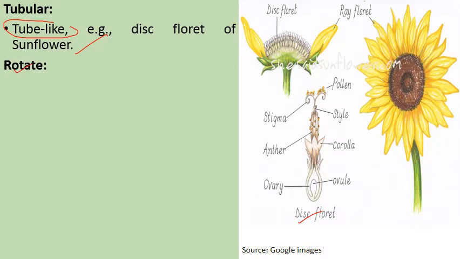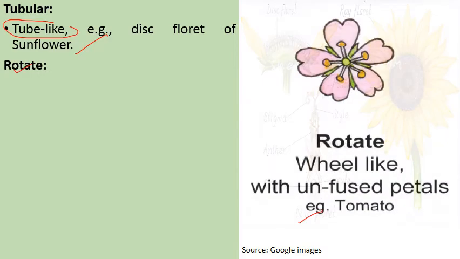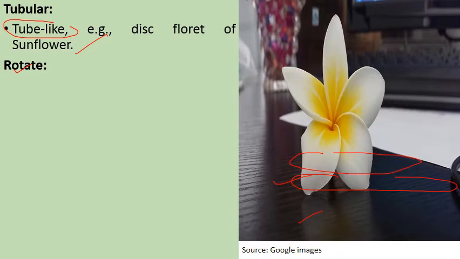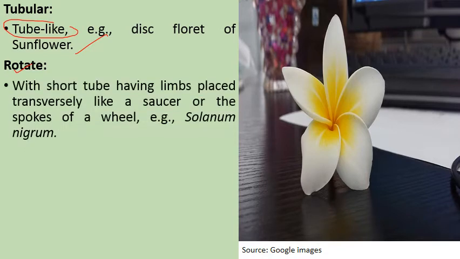Next comes rotate corolla. It is a wheel-like corolla. So it is a wheel-like corolla with unfused petals, but here we are discussing fused petals, gamopetalous petals. So that we can see in this photograph. It is a photograph of plumeria. In the flower of the plumeria plant, the petals fuse to form this rotate structure, which is called a wheel-like structure.